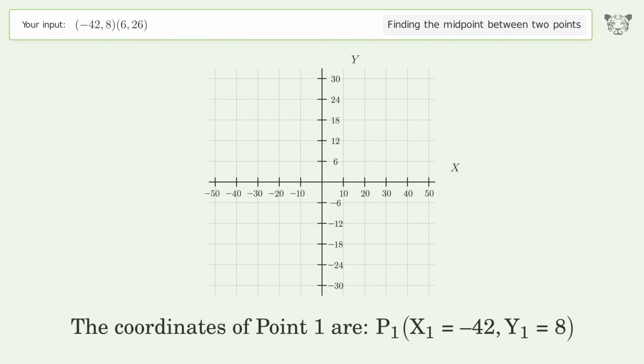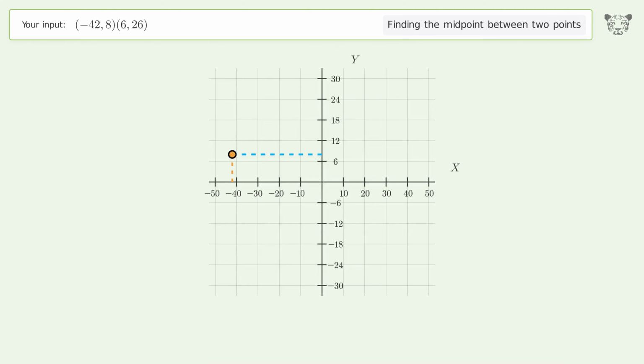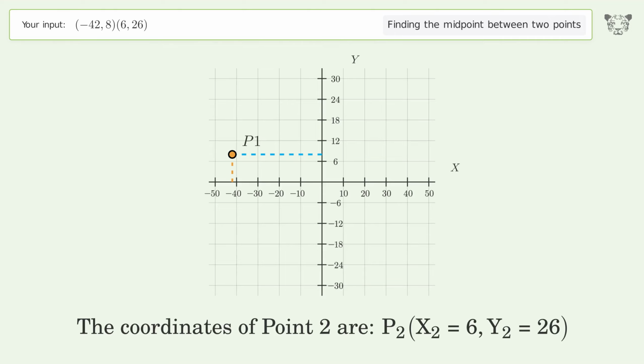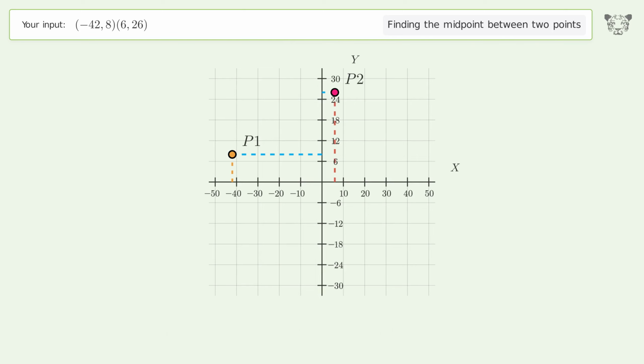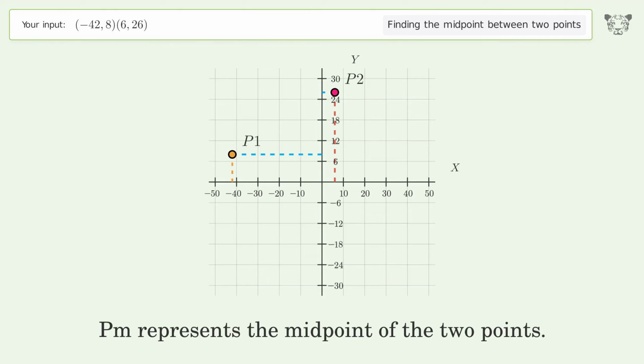The coordinates of point 1 are x1 equals negative 42, y1 equals 8. The coordinates of point 2 are x2 equals 6, y2 equals 26. PM represents the midpoint of the 2 points.